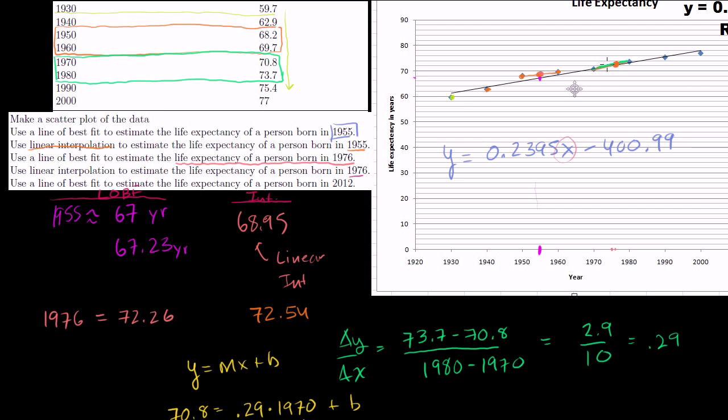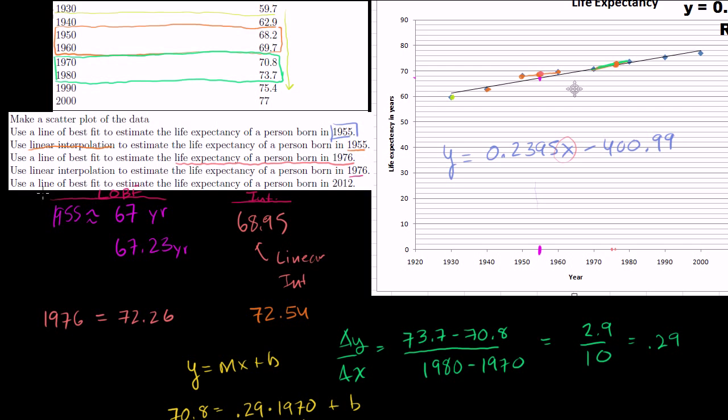All we did is we figured out the equation of the line between those 2 points, and then we plugged in the number 1976 to get 72.54. And that's a slightly higher number than what the line of best fit gave us. But it's pretty close in either scenario.